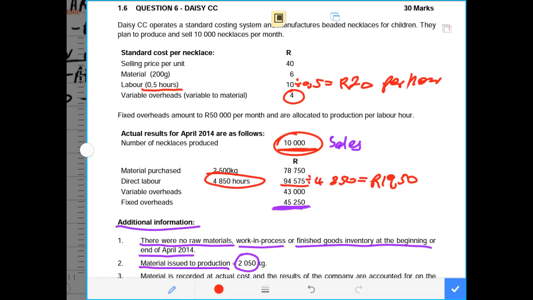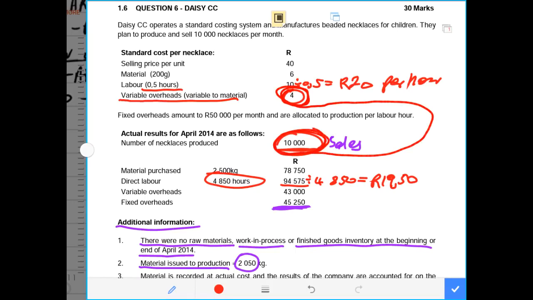Remember, when I speak of standard cost, standard hours, standard quantities, it means something related to production. So my standard variable overheads will be the cost of overhead per unit times the actual production. This will give me the standard variable overheads, meaning the overheads that we are supposed to have incurred if we estimated initially that we'll incur 4 rand per unit.